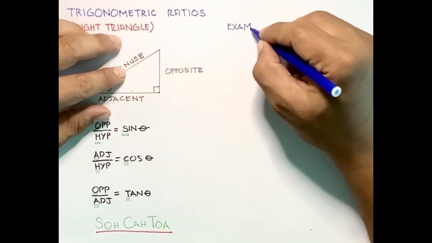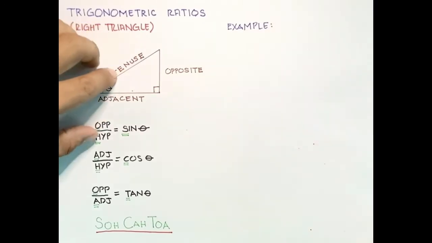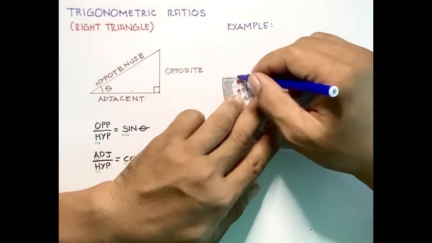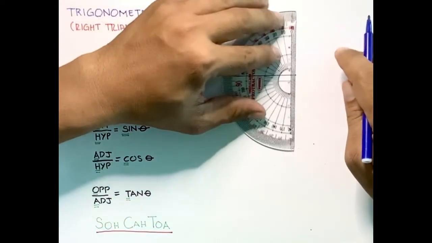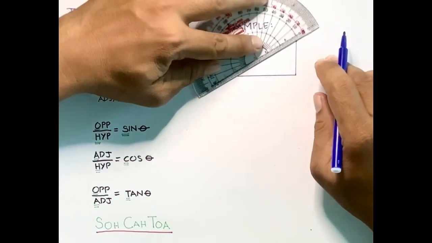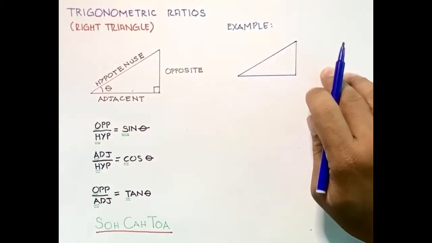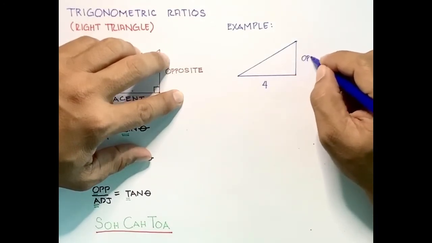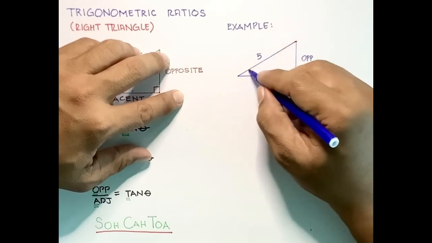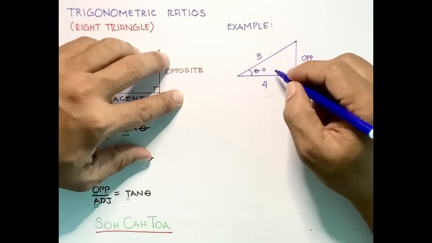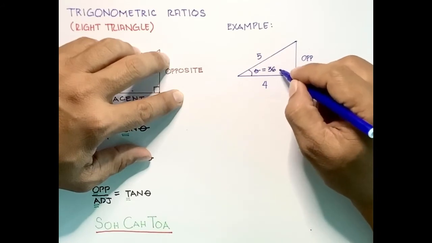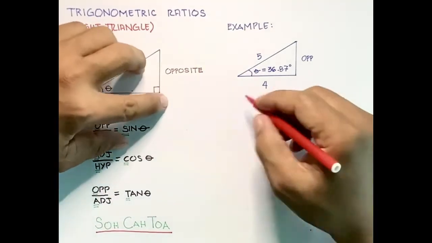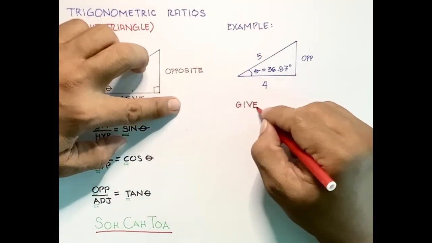So for our example, we will be making use of an example to solve a particular problem. So here is another triangle, the opposite and the hypotenuse. Supposing the adjacent will be 4 units and the opposite is not given, but the hypotenuse is given, and theta is 36.87 degrees.